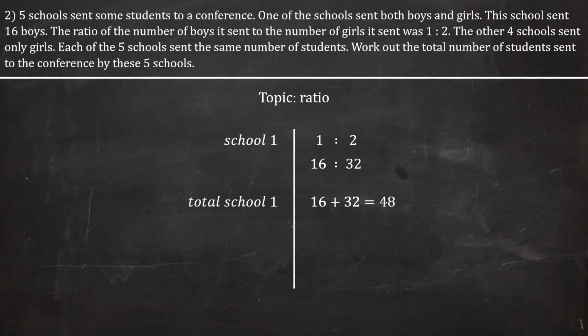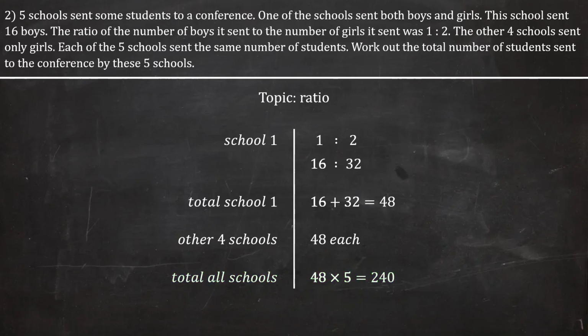Every school is sending the same amount of students, which means that the other 4 schools are sending 48 kids each as well, which means that the total number for all schools is going to be 48 kids times 5 schools, which gives you 240 children.